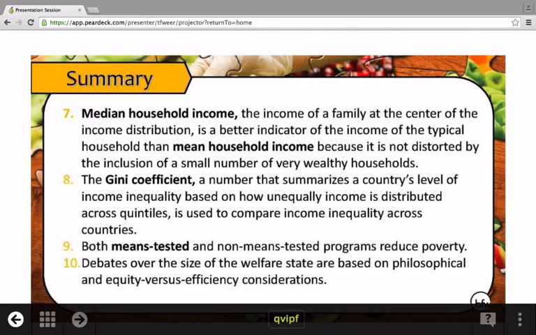And this concludes our look at Module 78, Income Inequality and Income Distribution, and it also concludes our work in AP Microeconomics.